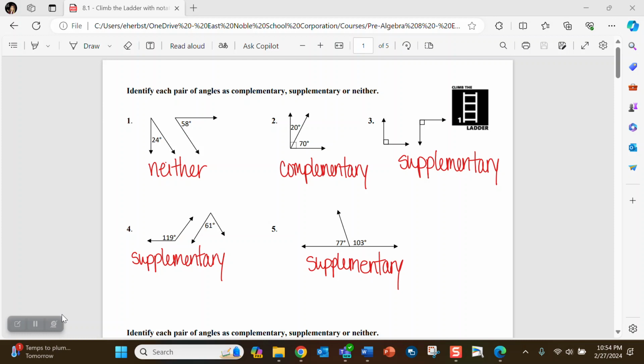Number 1, the relationship between these two angles is neither. When you add 24 plus 58, you do not get 90 or 180. Number 2, those angles are complementary. 20 plus 70 is 90.